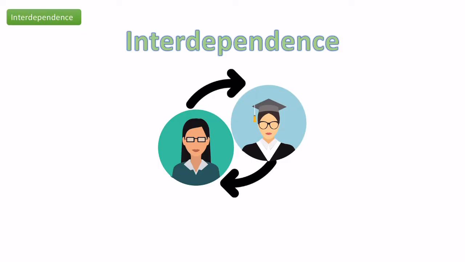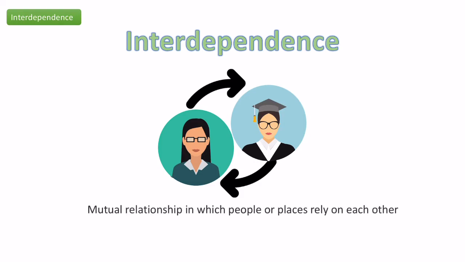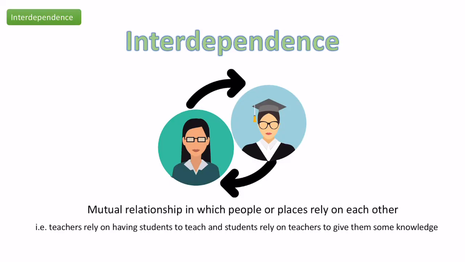So interdependence, essentially, it can relate to lots of different things. I'm going to give it a geographic context, but an interdependence can mean a mutual relationship in which people or places rely on each other. So people are dependent on each other. An example I've used here is the interdependence between teachers and students. So teachers, they rely on students to actually have a student to be able to teach, otherwise you can't be a teacher. But students, they rely on teachers more obviously perhaps to give them some knowledge. There is this relationship, and therefore both groups can affect each other.